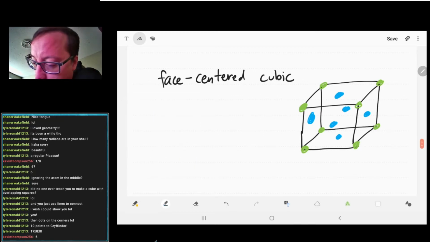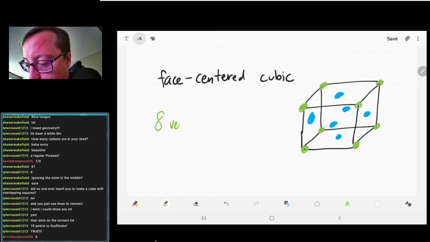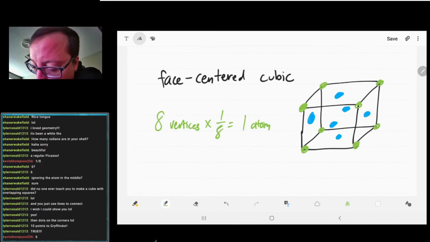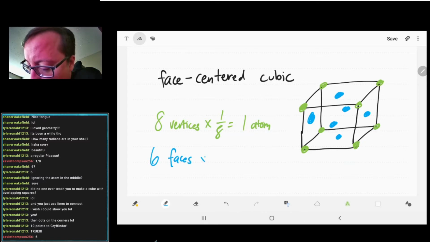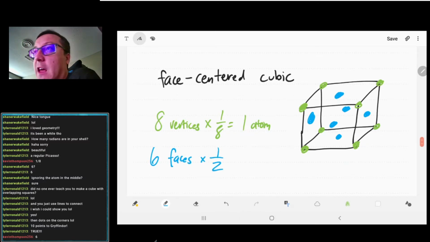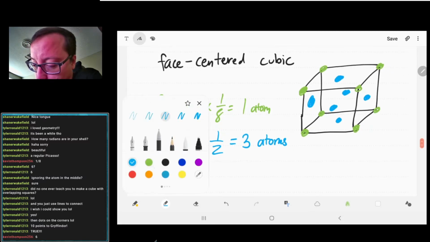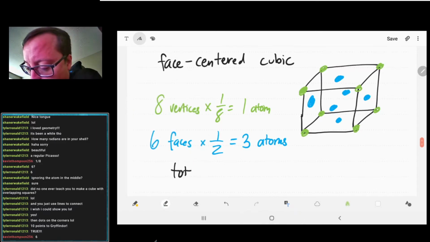So again, for green, we have 8 vertices times 1/8 each, which is 1 atom. We have 6 faces, and all of those are going to be a half atom per face. And so that's going to be 3 atoms. And so the total is going to be 4 atoms.